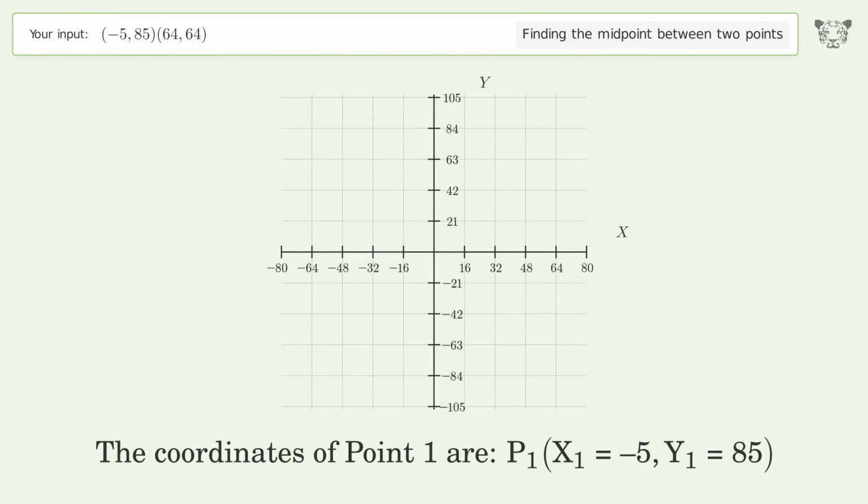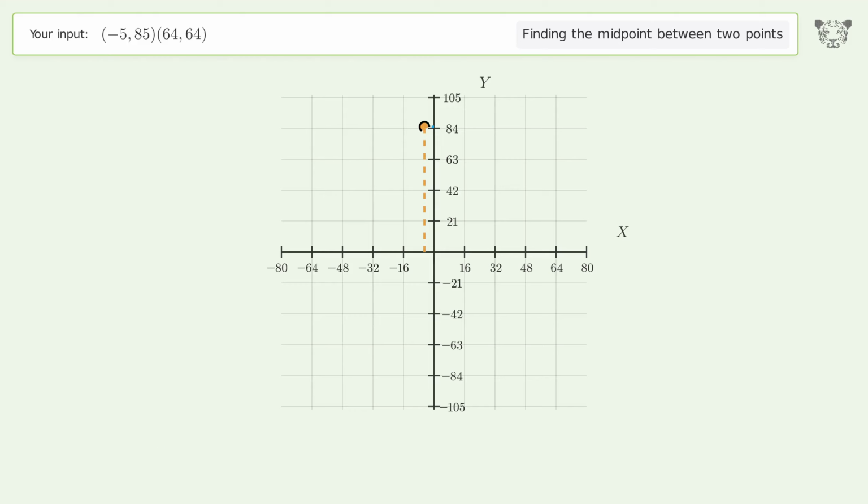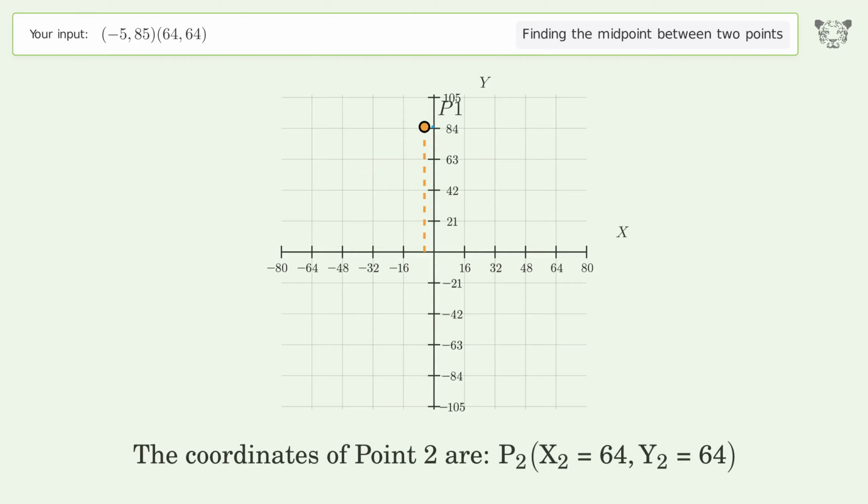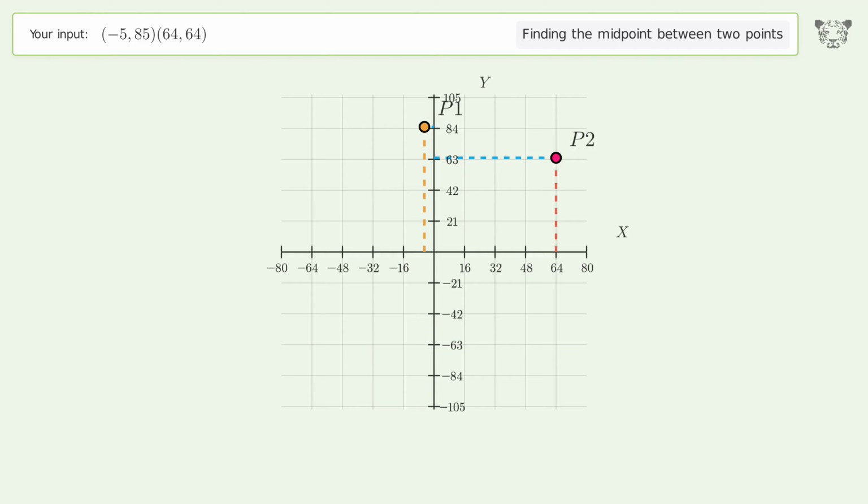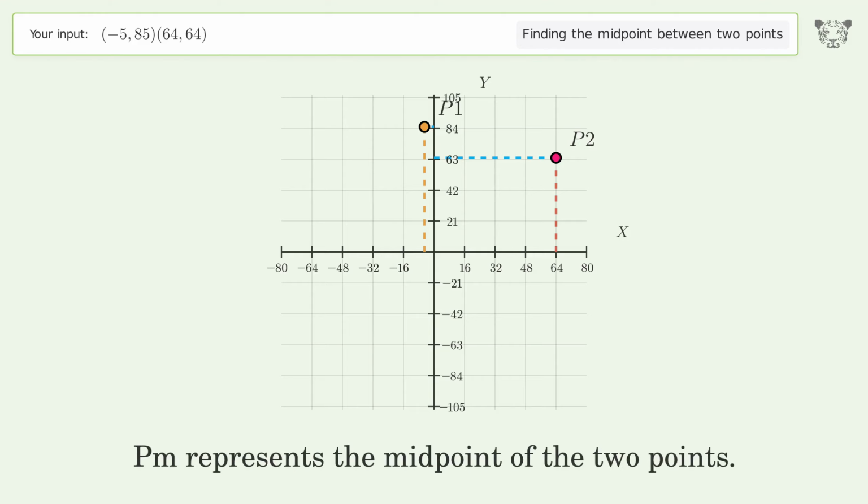The coordinates of point 1 are, x1 equals -5, y1 equals 85. The coordinates of point 2 are, x2 equals 64, y2 equals 64. PM represents the midpoint of the 2 points.